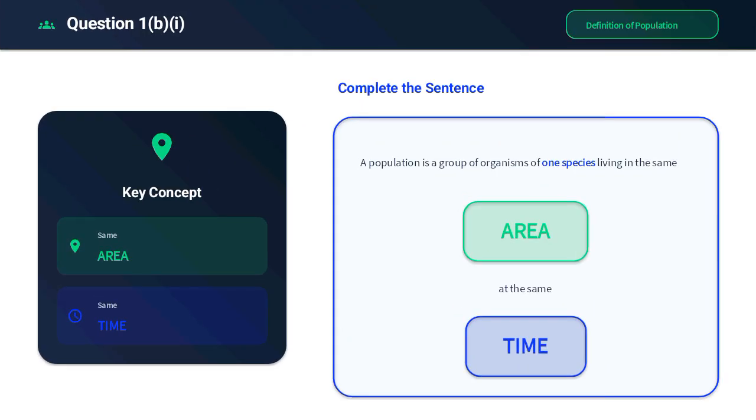Moving to Part B, Part 1. We need to complete a sentence defining the term population. This is a basic definition you must know. A population is a group of organisms of one species living in the same area at the same time. The 2 key words here are area and time. So the completed sentence reads, a population is a group of organisms of one species living in the same area at the same time. Make sure you remember these key terms for your exam.